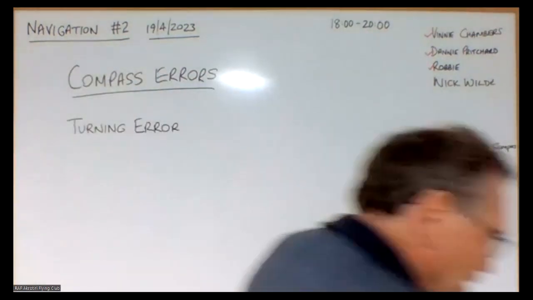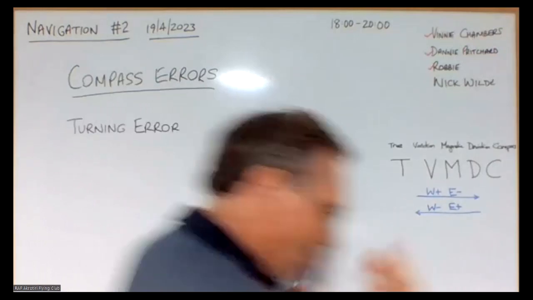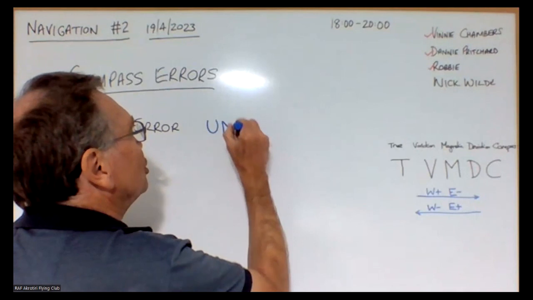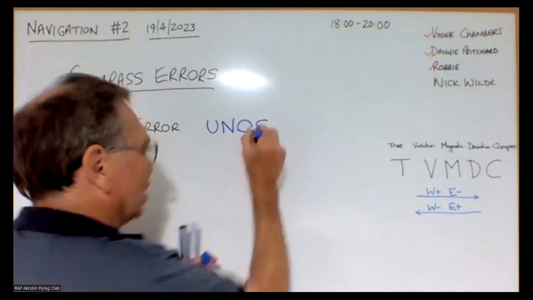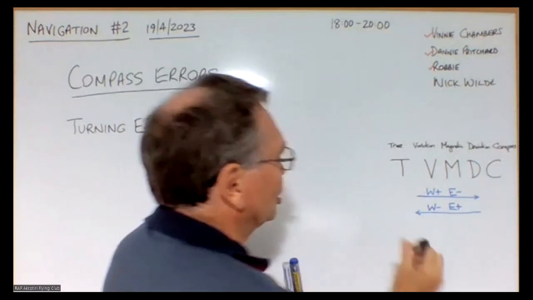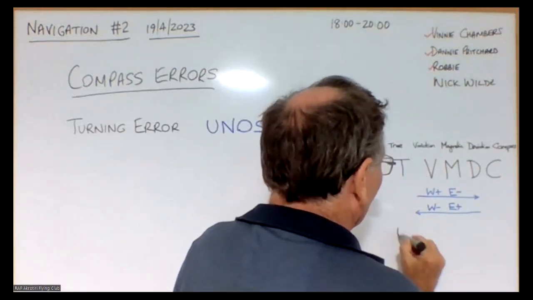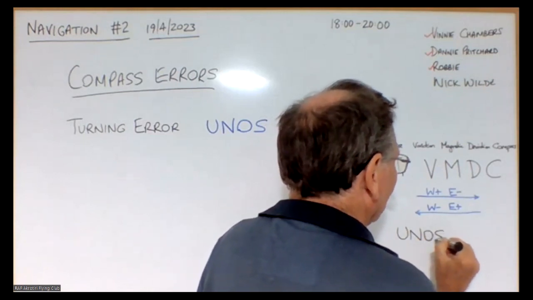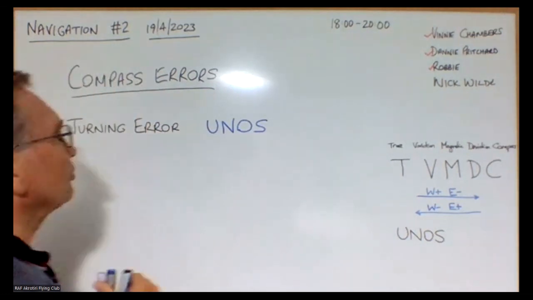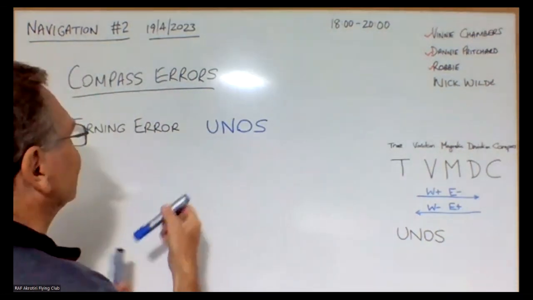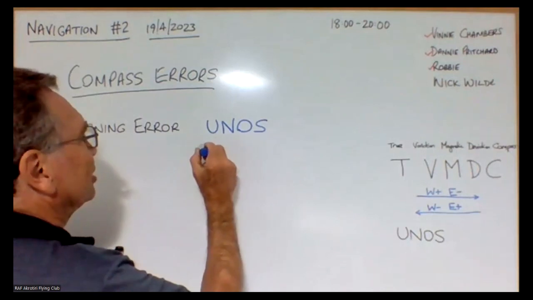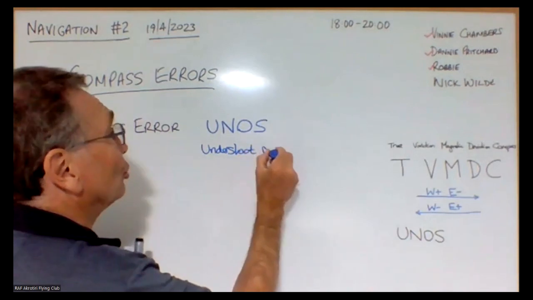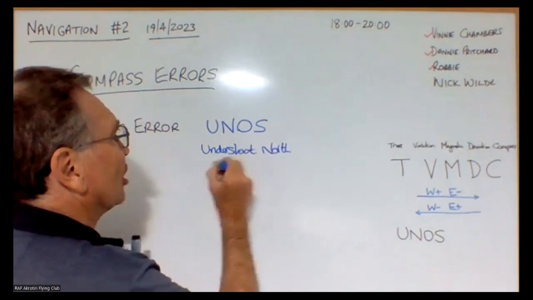And there's a magic thing you have to remember. Magic mnemonic. And it's UNOS. And I'm going to write it over here on the board because this is another word you've got to write down for your navigation. And what UNOS is, it's undershoot north, overshoot south.